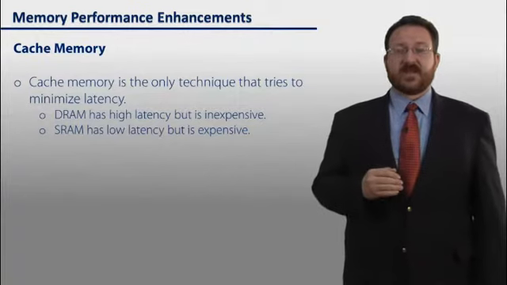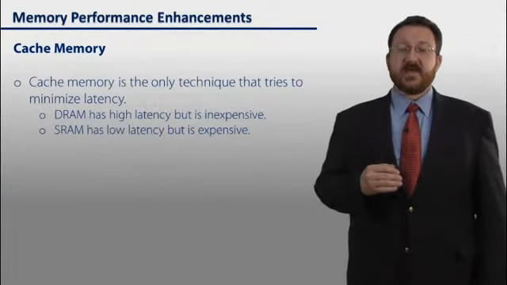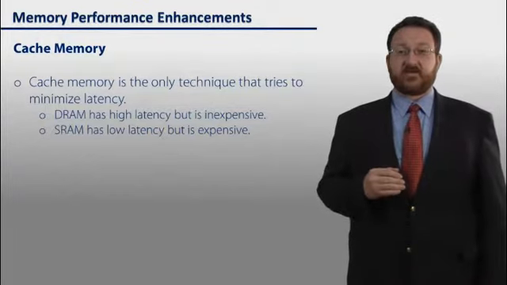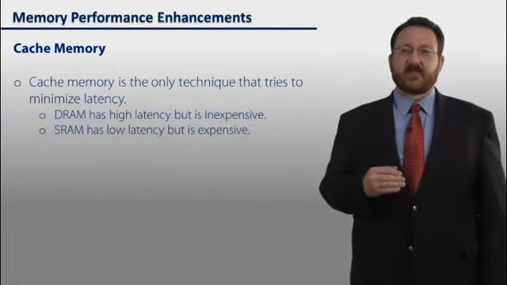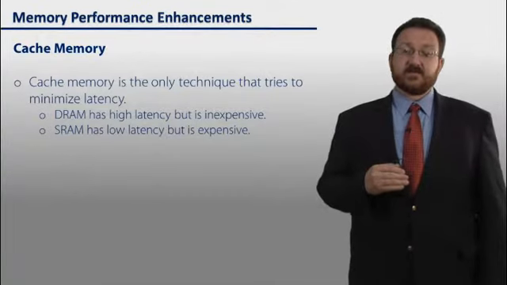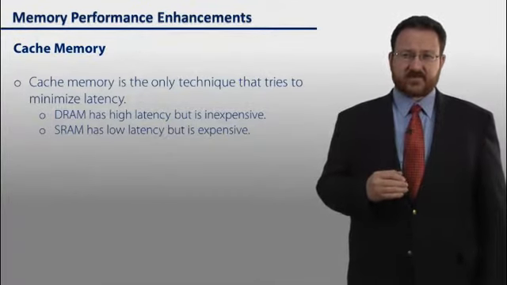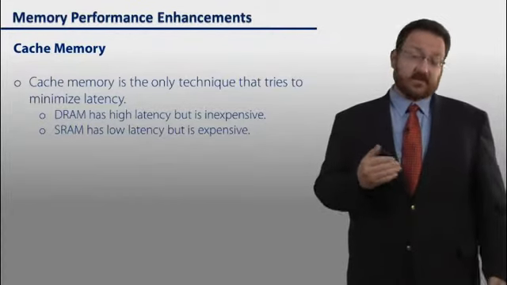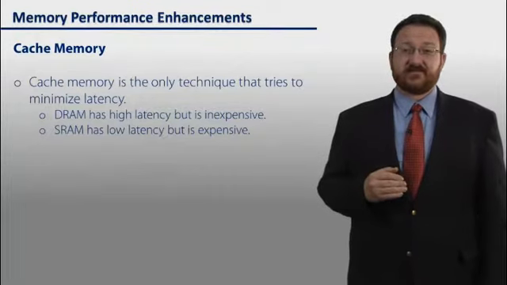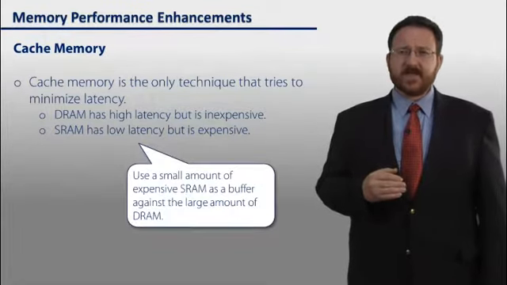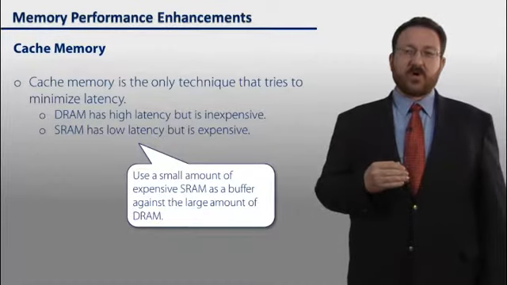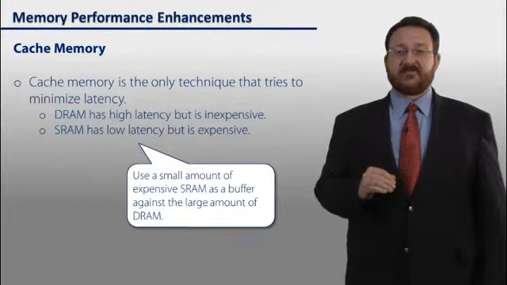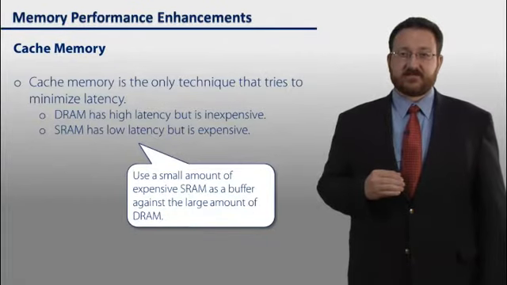The last performance enhancement technique is called cache memory, and this is the only technique that tries to minimize the latency as opposed to maximizing the bandwidth. It turns out that dynamic RAM has a very high latency, but is relatively inexpensive to put in your computer system. Static RAM, on the other hand, is very low latency, but is, conversely, very expensive to purchase. So the idea here is to use a small amount of expensive static RAM as a buffer against the large amount of dynamic RAM that we have in our computer system.